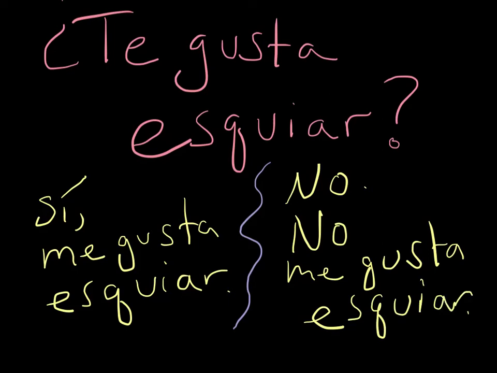Remember, with gusta, you always have to keep the R. Yes, I like to ski. You're not going to say I ski. That doesn't work. So you'd either say sí, me gusta esquiar. Yes, I like to ski. Or no, no me gusta esquiar. No, I don't like to ski.